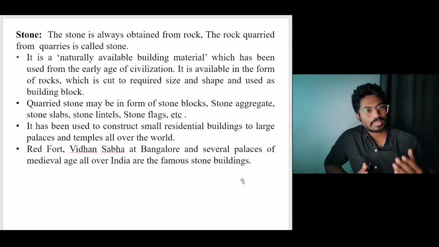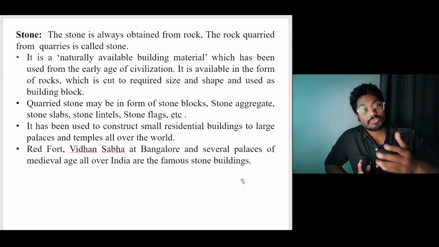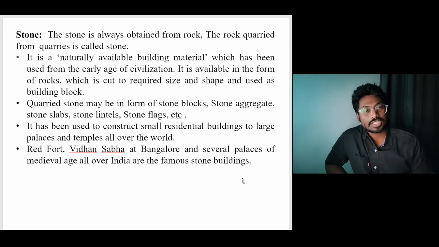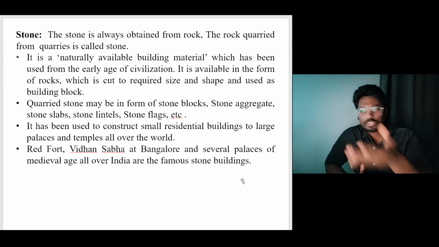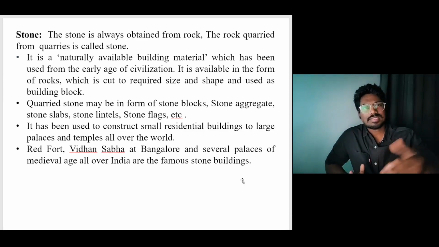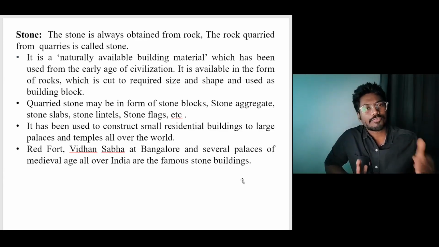Since it's naturally available, construction with stone has been around since ancient civilizations like the Greek civilization, the Roman civilization, and even the Egyptians used rock for the construction of the infamous pyramids. Quarried stone may be in the form of stone blocks, stone aggregates, stone slabs, stone lintels, stone flags. Yes, you can cut a stone into different pieces and different shapes. Each of these different pieces or shapes will define the category in which it falls. For instance, stone aggregate, stone slab, stone lintel, stone flags. All these are different shapes which are derived from a rock.